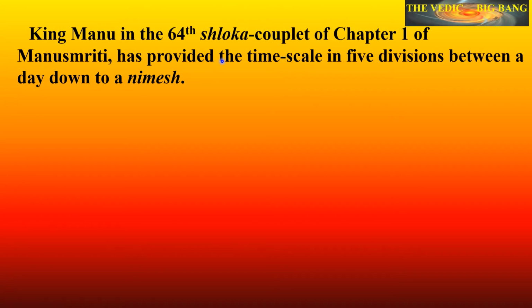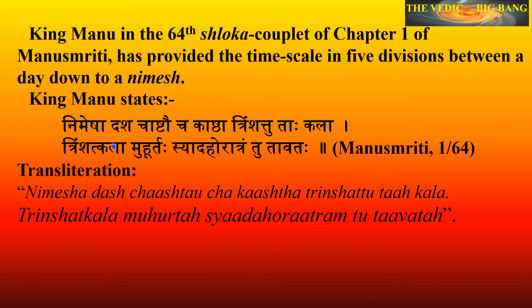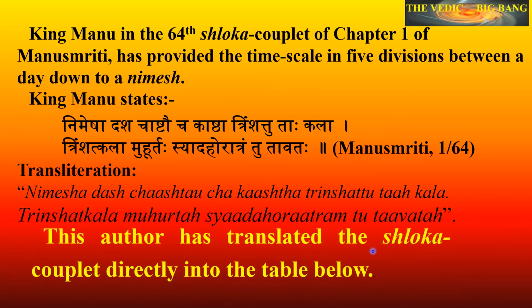King Manu in the 64th shloka couplet of chapter 1 of Manusmriti has provided the time scale in 5 divisions between a day down to a nimesh. Nimeshadaschastau kashtha trinshattu kala trinshat kala muhurtah shadahoratram tutavata. This author has translated this shloka couplet directly into the table below.